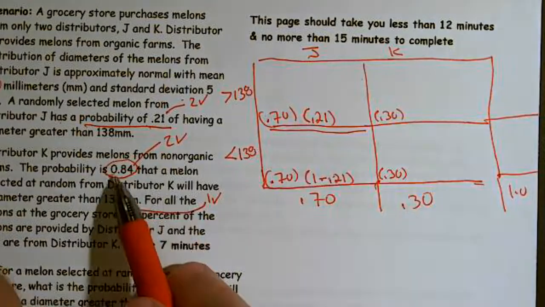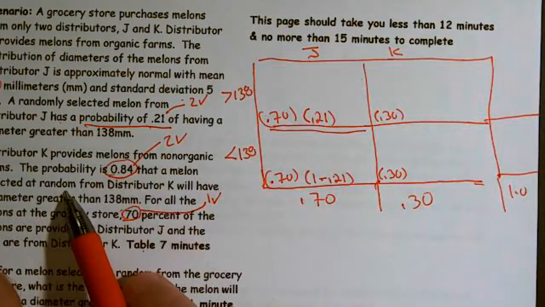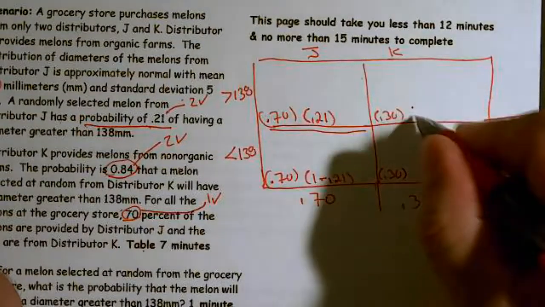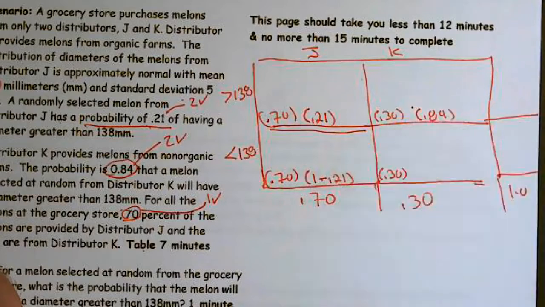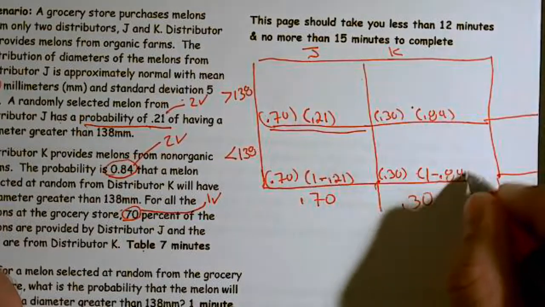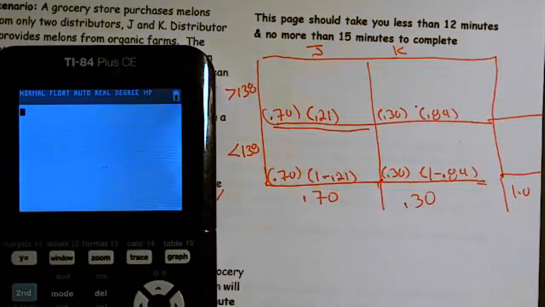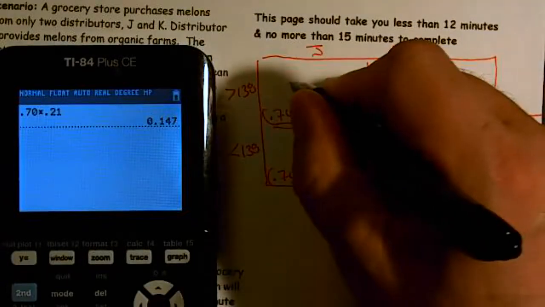Then we have the probability for K that it is 0.84. That a melon selected from distributor K, so this column, is greater than 138. Once again, this time it went right here, 0.84. And 1 minus 0.84 is going right here. I have to have all that information, right? AP is going to require all that information or they're not going to give you credit for your work. So 0.7 times 0.21, and I end up with 0.147.